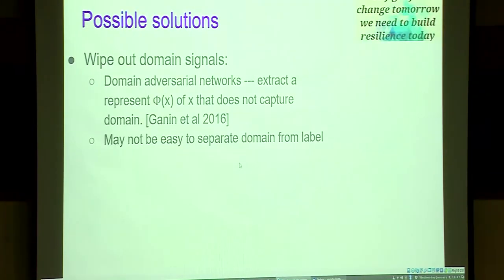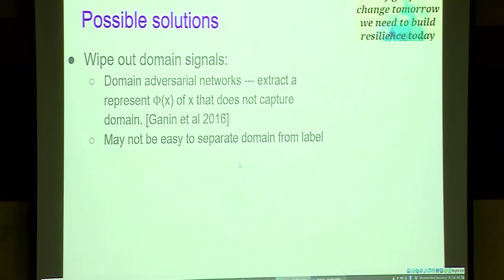So this is again a problem which can be solved through many different ways. Sometimes you might be lucky and you might be able to somehow identify domain specific signals and wipe them out. In current deep learning, one idea used for wiping out domain specific signals is called domain adversarial networks. These networks are like GANs in the sense that you first train one network to tell apart different domains, and then you train the main classifier network so that it cannot pick out the domain from the last layer of the classifier.